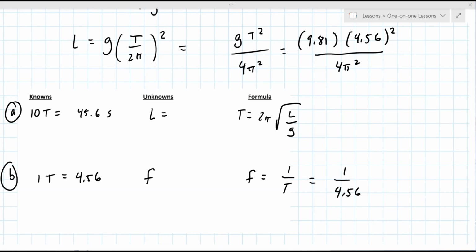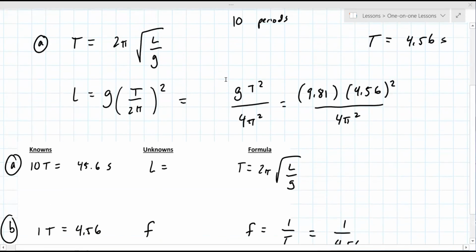Fair enough. All right. For part A, we never got a number. That's this up here. If you need me to, I can put that into a calculator. Get out the result here, 9.81 times 4.56 squared divided by 4 pi squared. Should always check these. Sometimes I put them into the calculator wrong. This one's 5.17 meters.